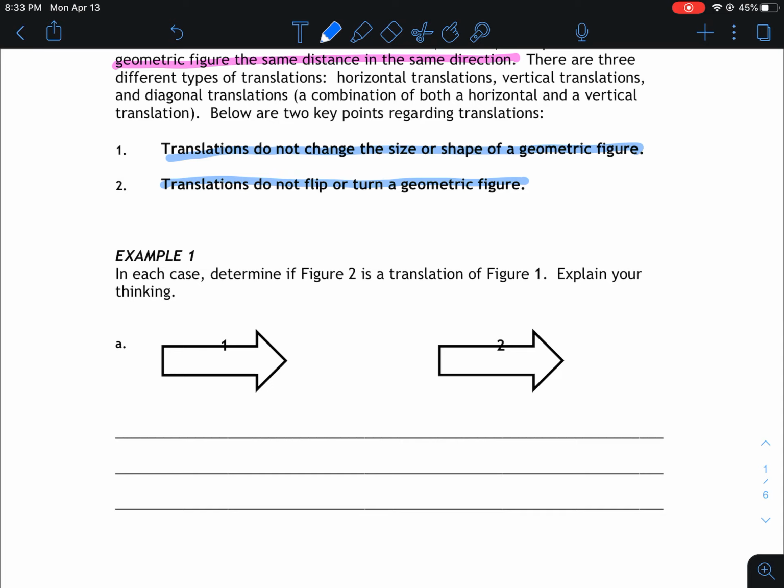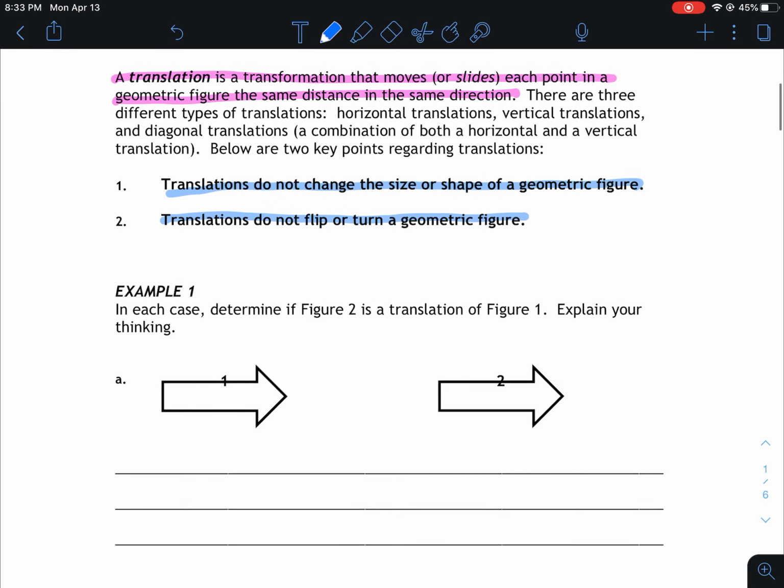Figure 2 is a translation of figure 1. Explain your thinking. So we have figure 1. Here's what I found. It is the exact same size, and it is the exact same shape. The only difference is that instead of it being on the left side, it has moved over to the right. So this does constitute a translation because it is the same size, the same shape, and same direction. The only difference is its location.